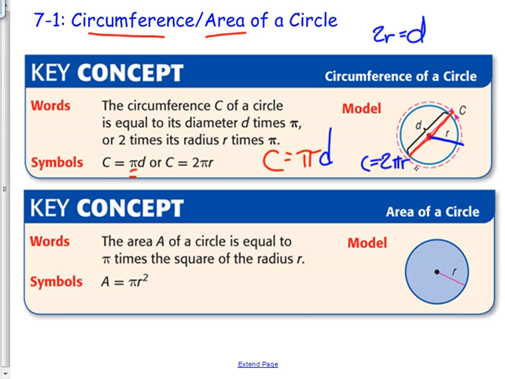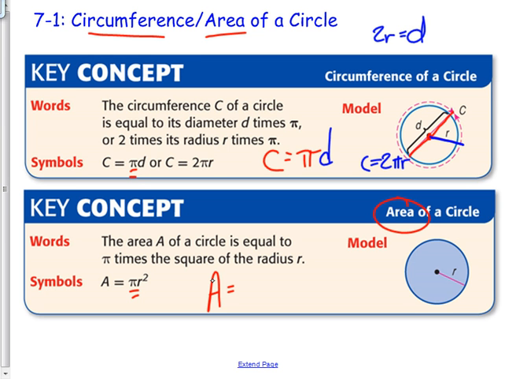Now, when dealing with the area, just like normal area, whenever we say area, we want to think about our units being squared. That will help us with this as well, because to find the area of a circle, we're going to again use that irrational number pi, and we're going to multiply it by the radius squared. So for the area formula, we cannot use the diameter. I will repeat that. For the area formula, you cannot use the diameter.